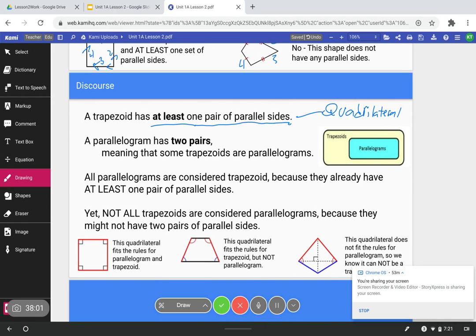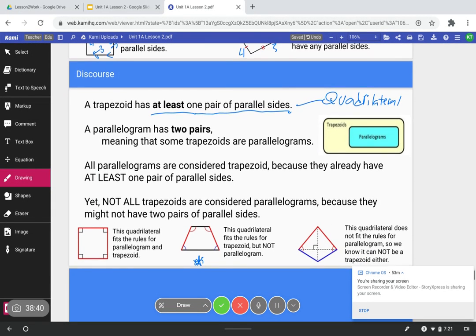A parallelogram has 2 pairs, meaning that some trapezoids are parallelograms. All parallelograms are considered trapezoids because they already have at least one pair of parallel sides. Yet, not all trapezoids are considered parallelograms because they might not have 2 pairs of parallel sides. So this square, this quadrilateral fits the rule for parallelogram and trapezoid. This shape right here, this quadrilateral fits the rule for trapezoid, but not parallelogram.